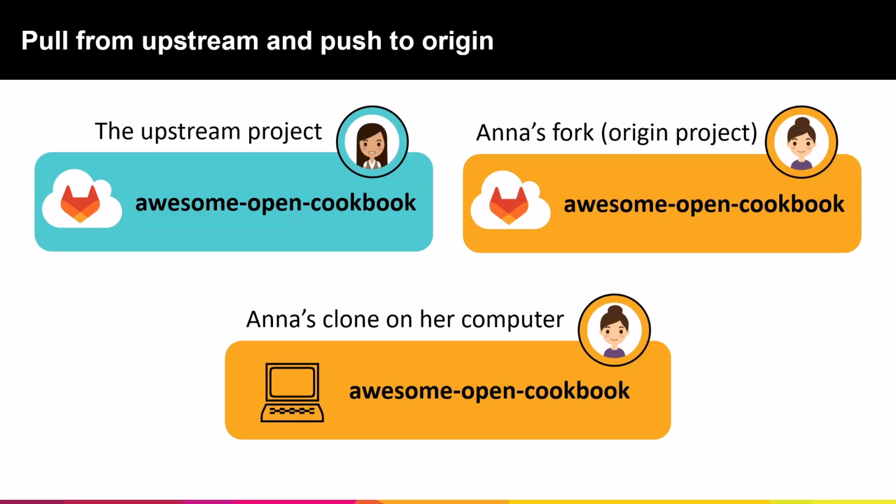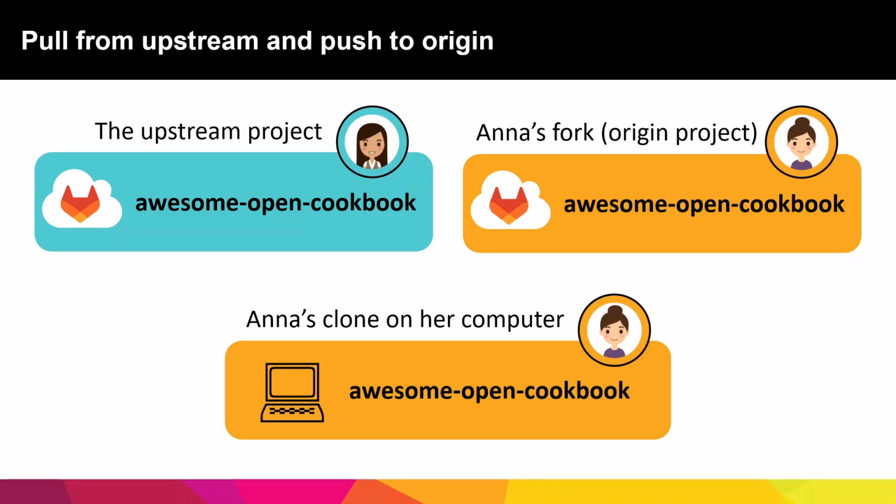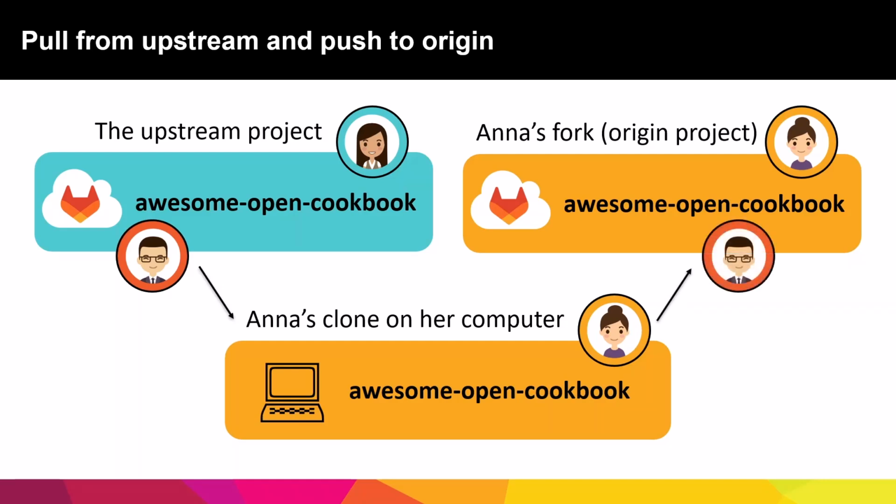So let's say that Ken contributes a new cake recipe to the awesome open source cookbook. Anna can then pull down those changes that Ken made from the upstream repository so that they are now on her local computer. And then she pushes those changes from Ken back up to her fork of the project. Now that means that the copy of the recipe and cookbook on her local machine are all up to date and they're all in sync with each other.